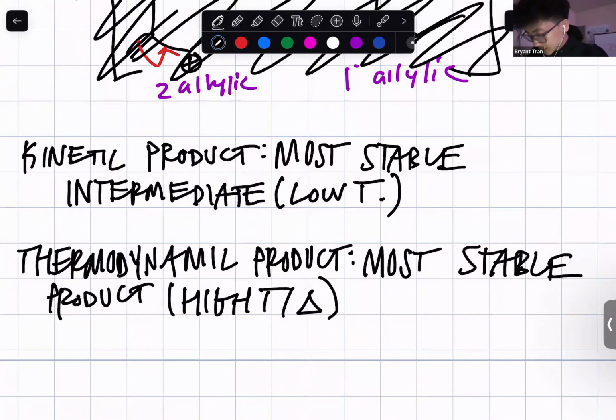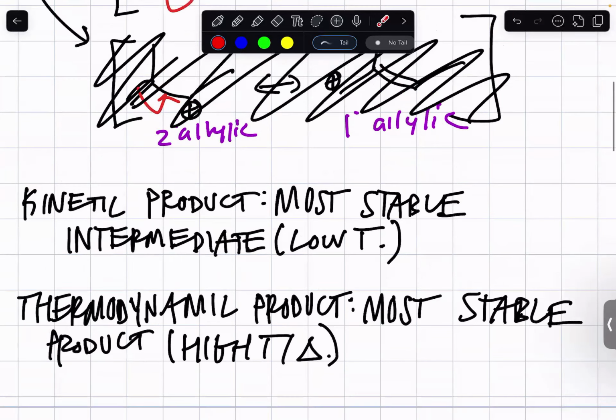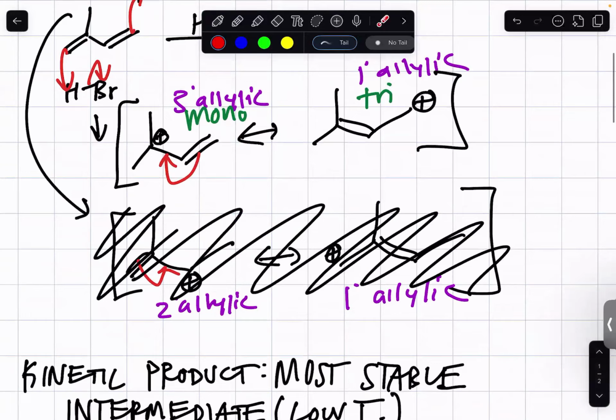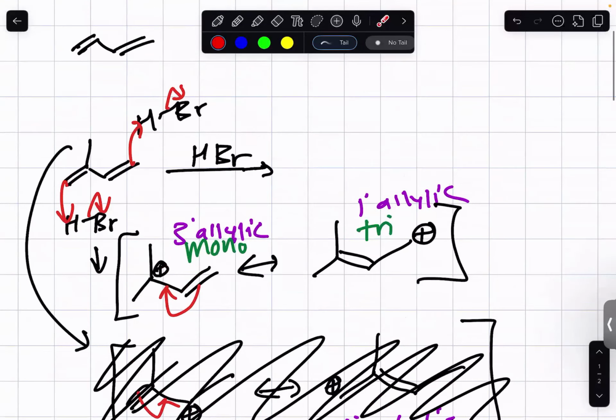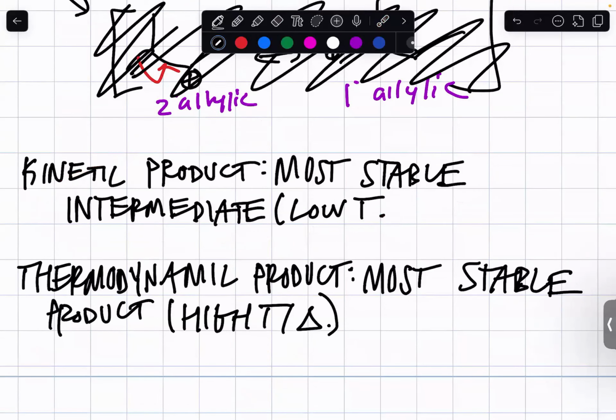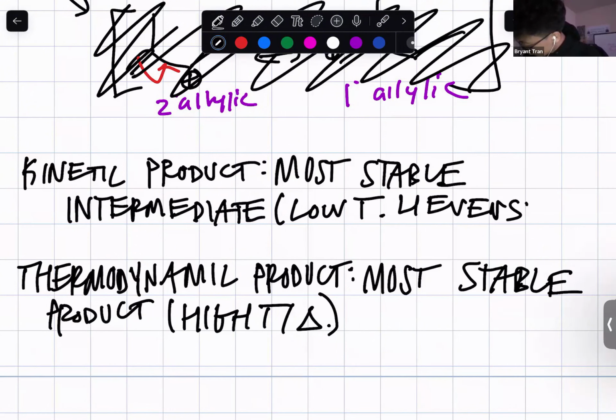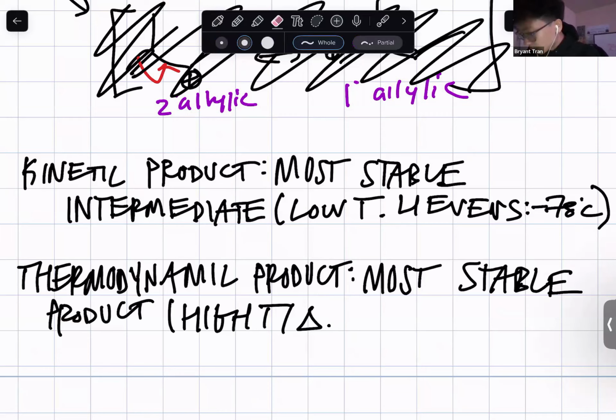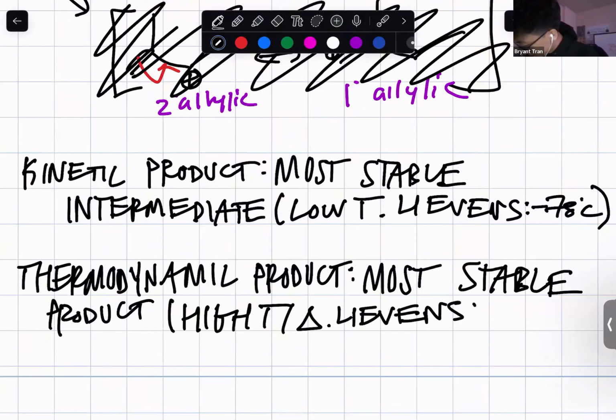So Levens is teaching 128C this quarter, so she will most likely give you the temperature. I think she posted some practice conjugated diene problems, and she uses -78 degrees Celsius for the cold one, and 40 for the hot. Right. So for Levens, -78 degrees Celsius for the kinetic product, the cold one. The hot one, the thermodynamic one, she will use 40 degrees Celsius. Okay.